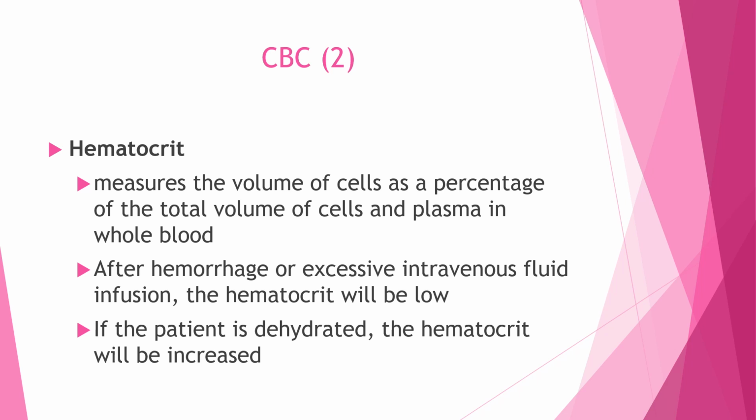So after hemorrhage or excessive intravenous fluid infusion, the hematocrit will be low. And so the hematocrit is low because in putting these IV fluids into the circulatory system, then everything is dilute, right? So the red blood cells are going to be spread further out. So since the cells are further out and they're diluted, then the hematocrit is low. If the patient is dehydrated, then the hematocrit will be increased because there is less volume, less fluid in the circulatory system, and then everything is kind of hunkering down together.